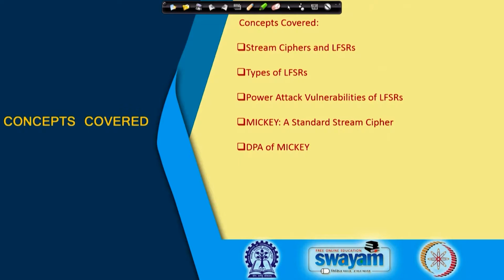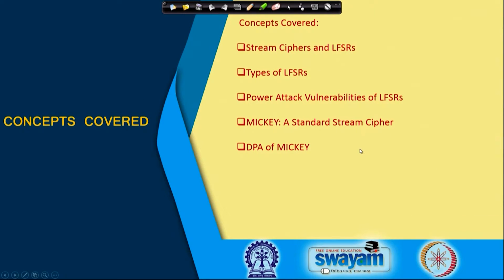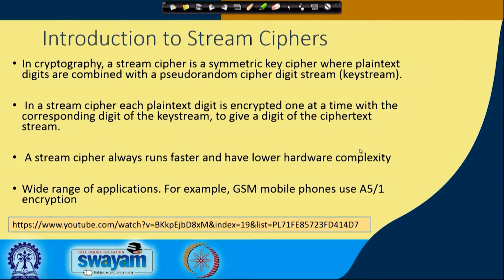We shall discuss the types of LFSRs, which are broadly two, and then discuss the power attack vulnerabilities of LFSRs. We shall then talk about Mickey, which is a standard stream cipher, and discuss the DPA attack on Mickey, or a power attack being performed on the stream cipher called Mickey.